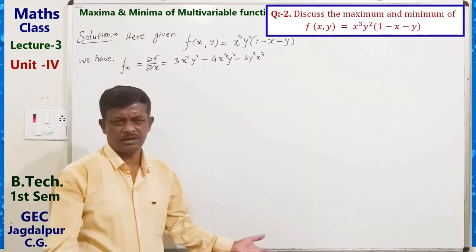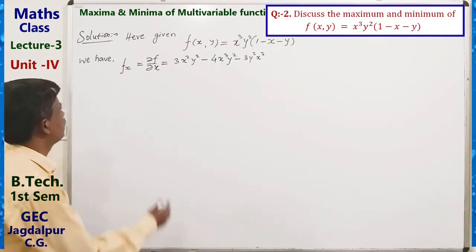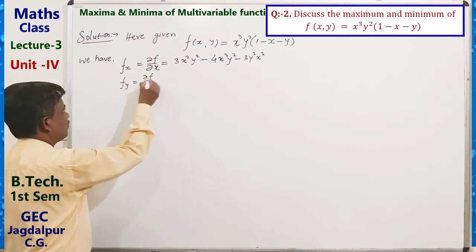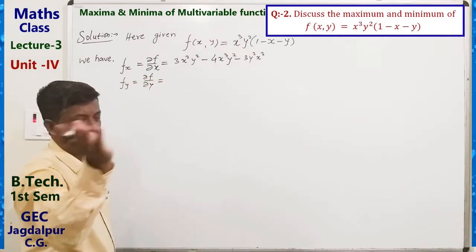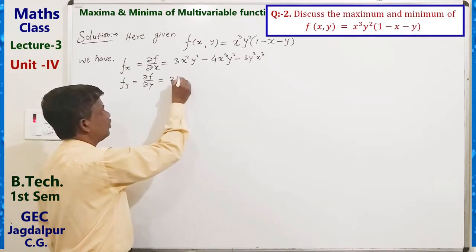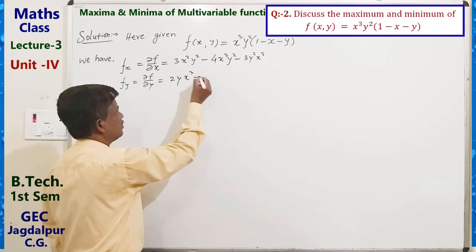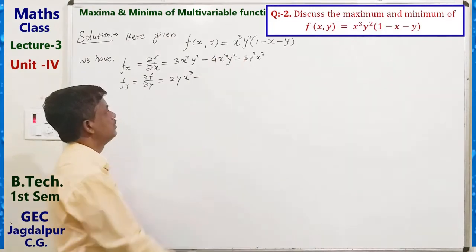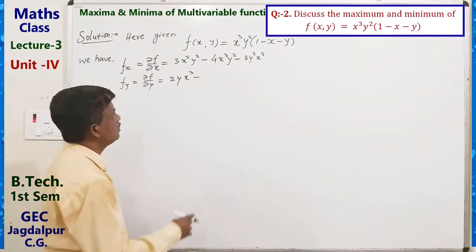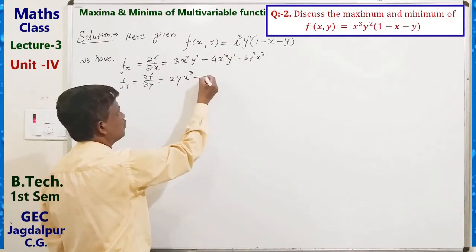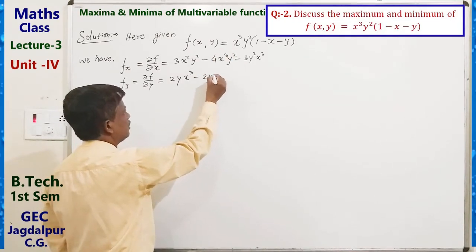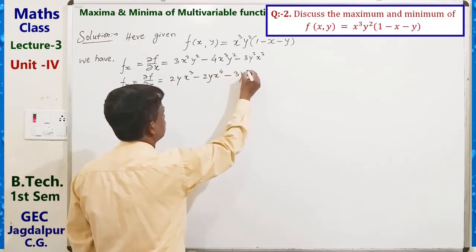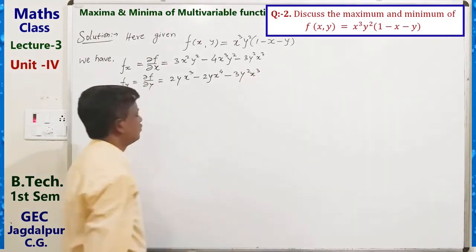Similarly, our process is finding fx, fy. Fy means what? Del f upon del y, with respect to y. So here 2y x cube minus, again with respect to y, 2y x power 4, minus 3y square x cube. Okay.